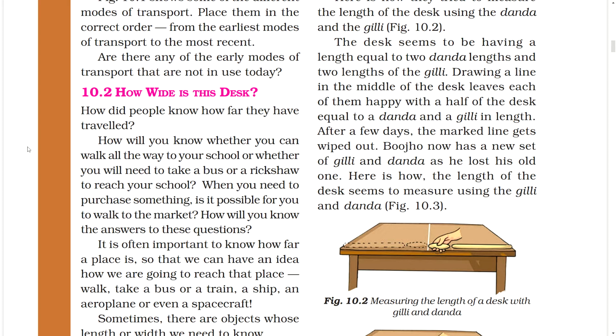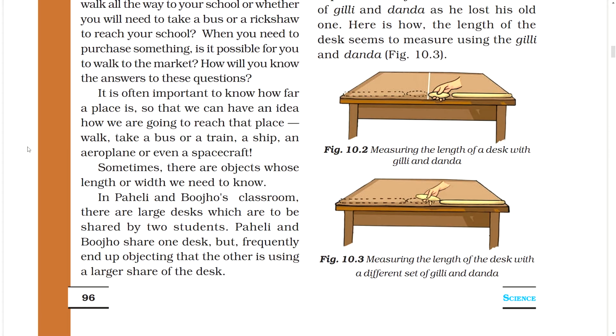It is often important to know how far a place is so that we can have an idea how we are going to reach that place. Walk, take a bus or a train, a ship, an aeroplane, or even a spacecraft. Sometimes there are objects whose length or weight we need to know. In Paheli and Bojo's classroom, there are large desks which are to be shared by two students.